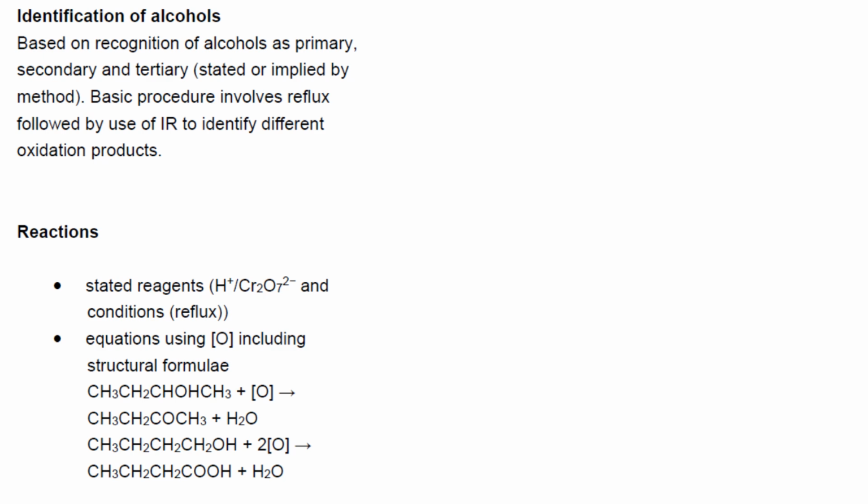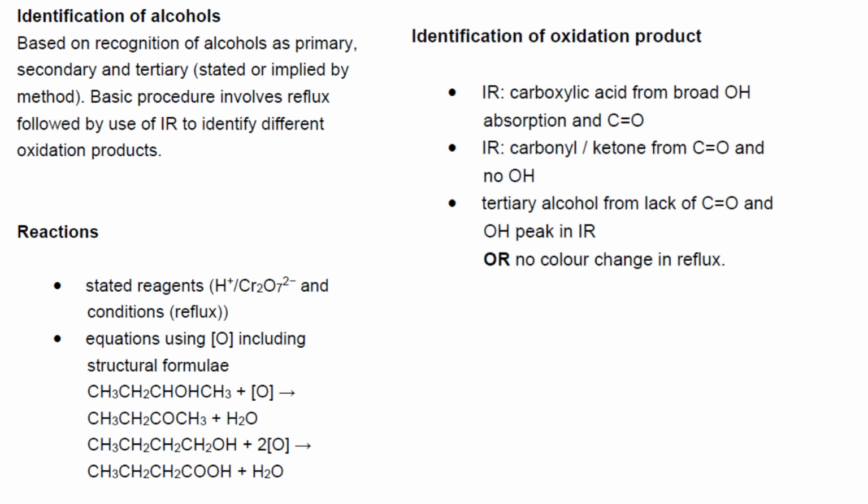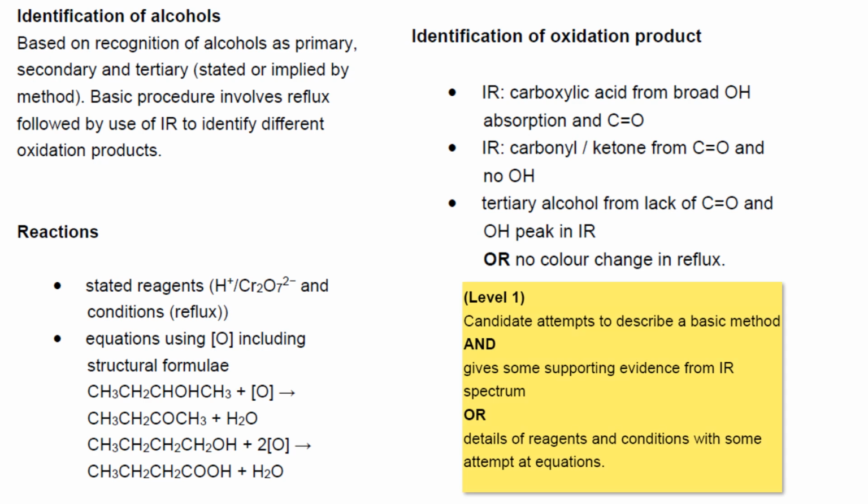So stated reagents, I said acidified K2Cr2O7 will do for that, and conditions, and equations using the right number of O's using structural formulae. And then identification of the oxidation product would be the use of the infrared. For level 1, which is 1 or 2 marks, you'd need to describe a basic method or give some supporting evidence from the infrared spectrum, or details of reagents and conditions with some attempted equations.